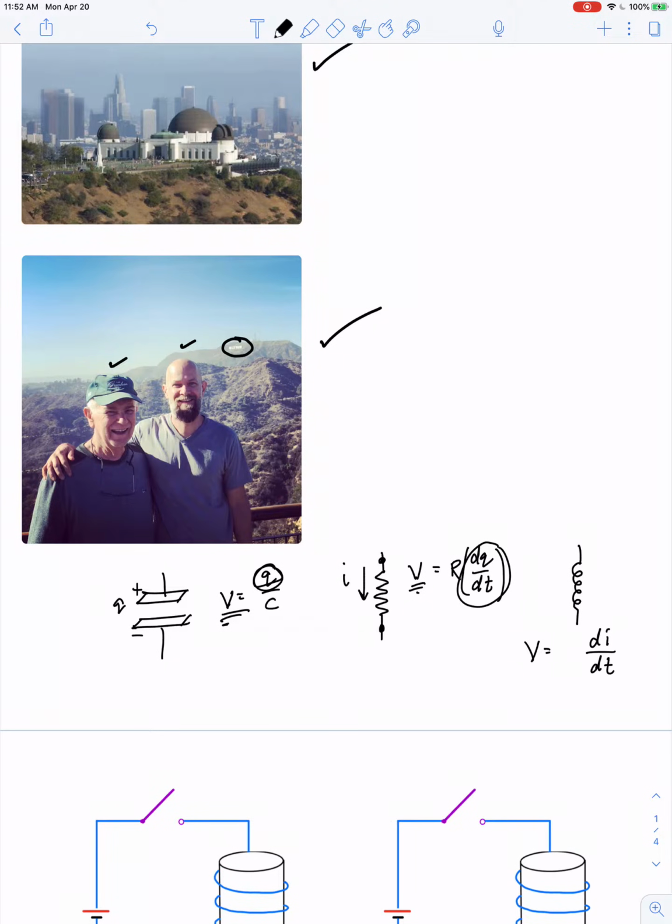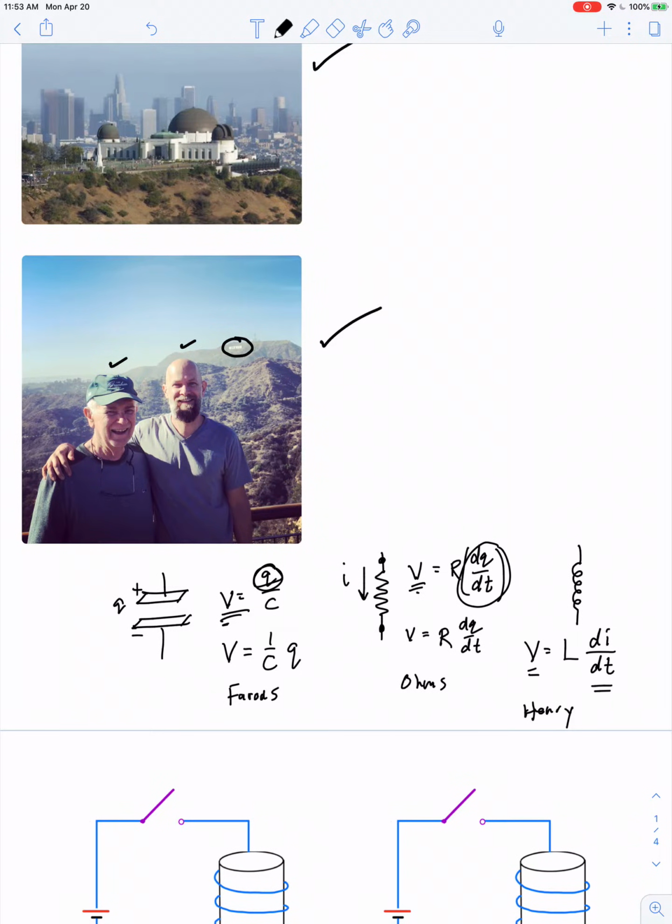In every case, there's some constant of proportionality. Here, the voltage is directly proportional to the charge, and the constant of proportionality is actually the inverse of the capacitance. The voltage depends on the rate of change of charge, and the constant of proportionality is the resistance. So there's a voltage that depends on the rate of change of current, and the constant of proportionality is called the inductance. Capacitance is measured in farads, resistance is measured in ohms, and inductance is measured in Henries.